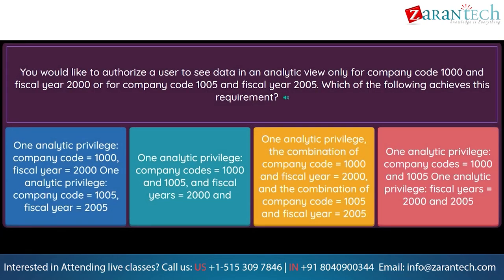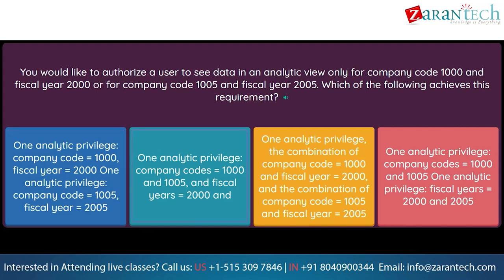Question: You would like to authorize a user to see data in an analytic view only for company code 1000 and fiscal year 2000 or for company code 1005 and fiscal year 2005. Which of the following achieves this requirement? Option 1: 1 analytic privilege, company code equals 1000, fiscal year equals 2000. 1 analytic privilege, company code equals 1005, fiscal year equals 2005.